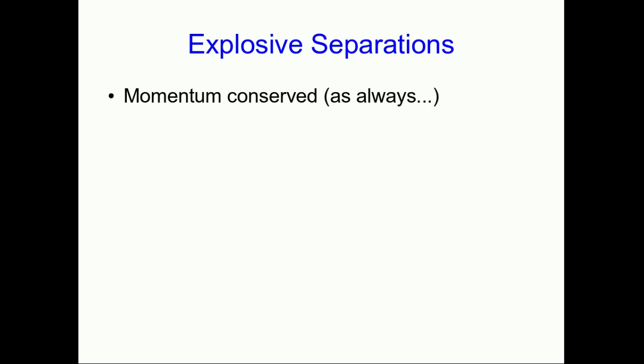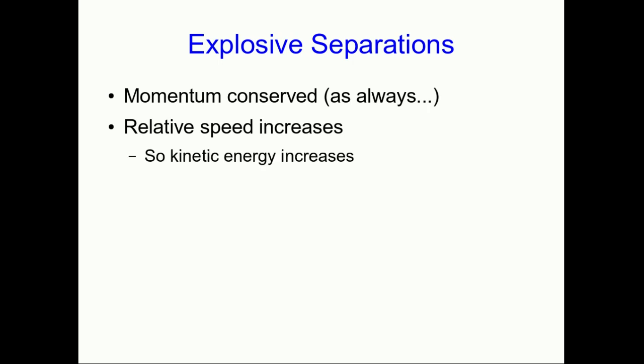One final thing we should look at is explosive separations. As always, in an explosive separation, if the system is isolated, momentum will be conserved. But this is an interaction where the relative speed of the two objects is larger after the collision than it was before the collision, which implies that the kinetic energy increases. Our hypothesis is then that we must have internal energy in the system that's being transformed into kinetic energy. So the system needs some source of internal energy.